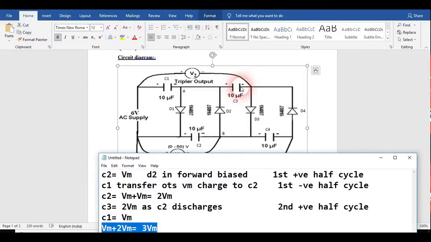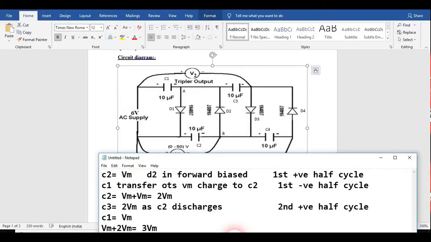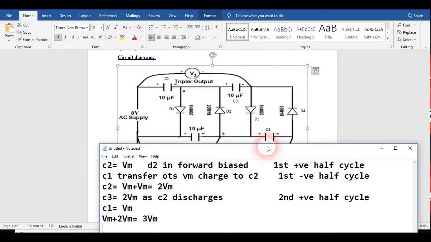Okay, now since twice of voltage max charge is running here, we will move on to the quadruple output. So what happens for the quadruple output here? We will talk about the second negative cycle now. We have talked about the second positive half cycle, so now we will talk about the second negative half cycle. I am going to tell you what happened in it.